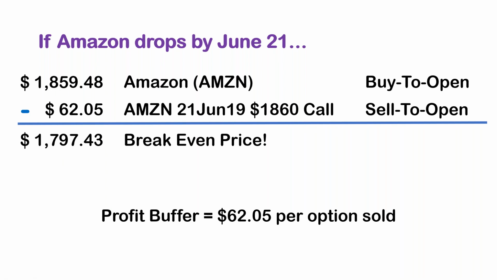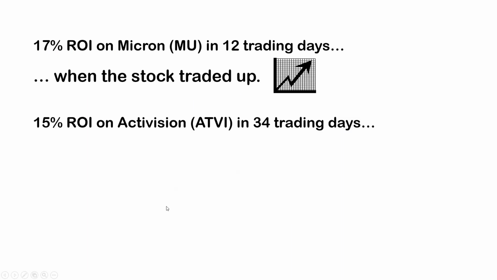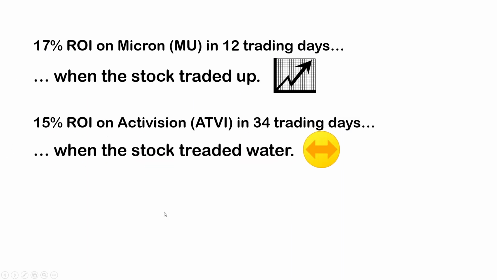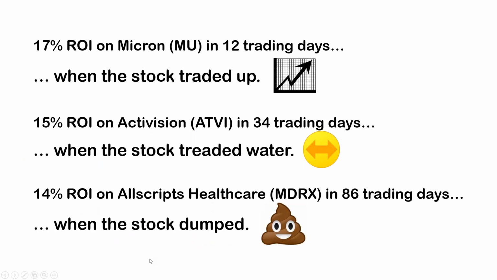I'm also going to show you later in the call, if we have enough time, how we can collar this position and totally insure it for any movement below. But at least it's built into the strategy itself without even the collar. We've got a 62.05 profit buffer. So here are some examples of trades we did this way: 17% on Micron when it went up, 15% on Activision when it went sideways, 14% on Allscripts when it took a dump.